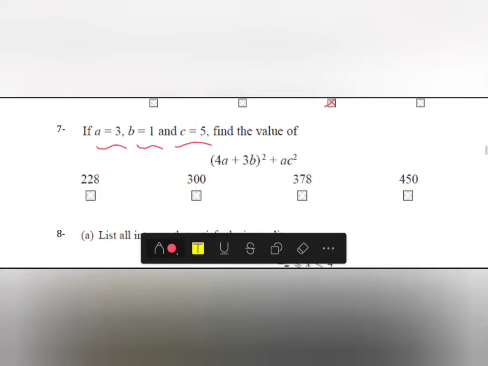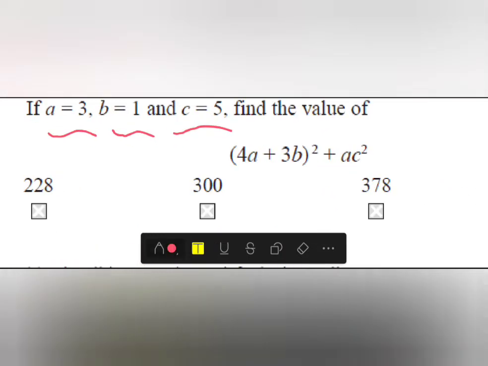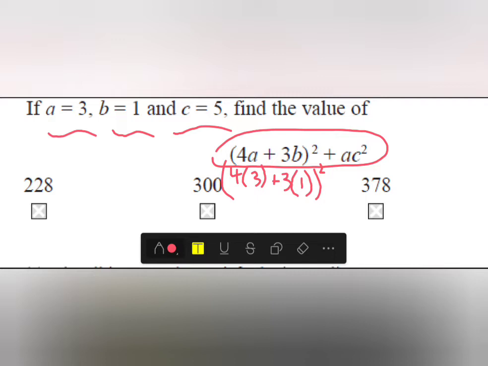Now, first, let's substitute together. So what do we have here? We have 4 multiplied by A, and we said that A is 3. So 4 multiplied by 3 plus 3 multiplied by B, which is 1, and then all squared. Remember this, all squared. So I follow the same instructions from this expression, okay? And then plus AC squared. So plus, we said A is 3 and C is 5.